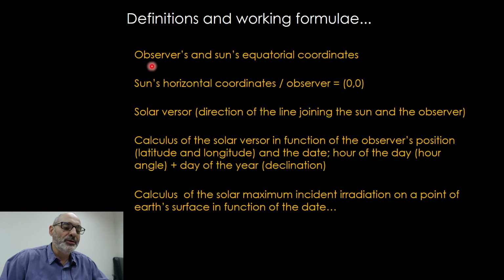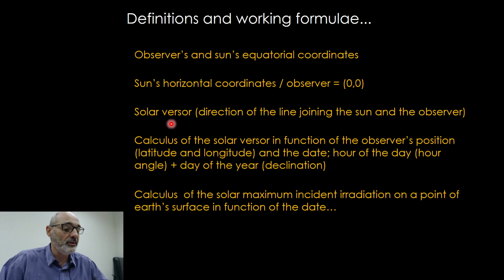To do this, I'm going to show you these points here. Observers and sun's equatorial coordinates. Actually, I'm going to talk about two systems of coordinates: the equatorial system of coordinates, and also what we call horizontal coordinates, based on the observer. After defining and knowing how to calculate one from the other, we're going to define the solar versor. Versor, for those of you who are not familiar, means a unitary vector.